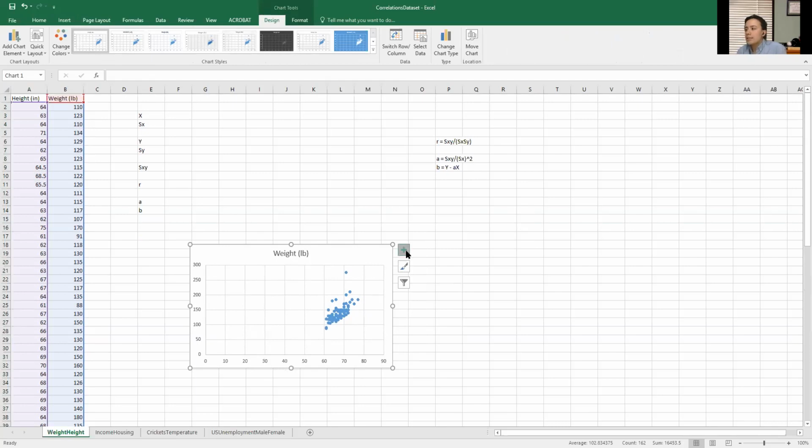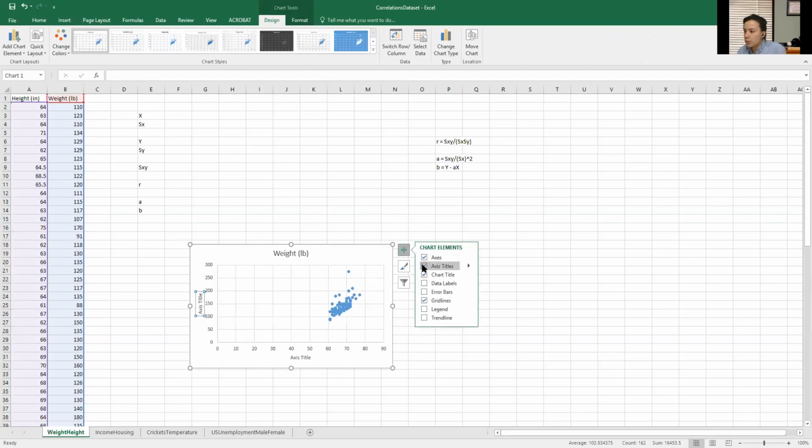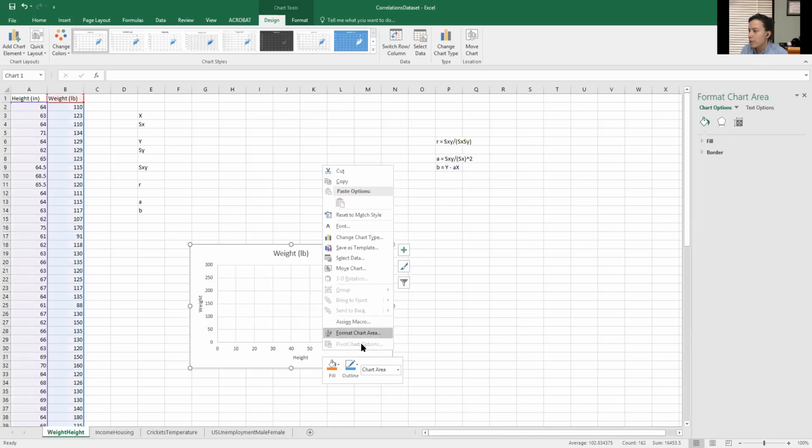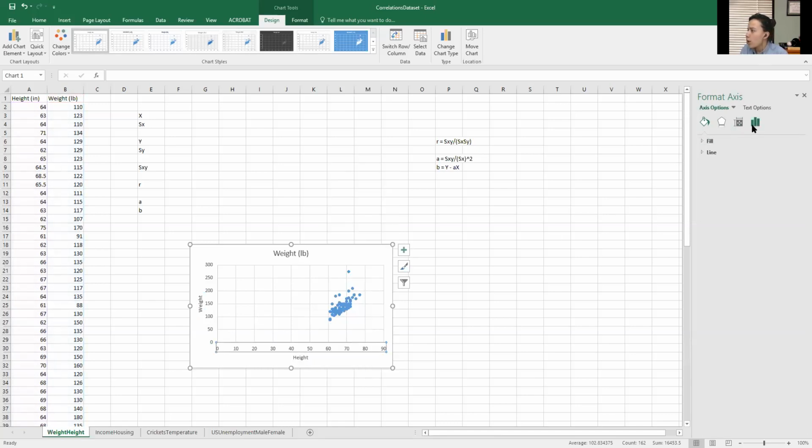Now, you know that you can add different elements. You can add axis titles, for example, here, and say this is the height, which was my X, height in inches, and this is the weight in pounds. And you can also change the format of your axis here. So if you right click and then format chart area or format axis area and so on, one of the options that you're going to have in the axis options is to change the minimum value. So I'm going to set my minimum to 60.